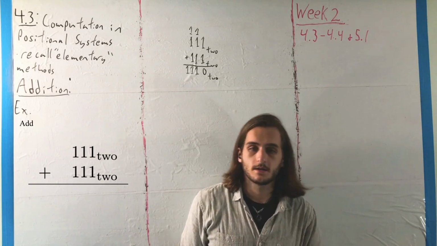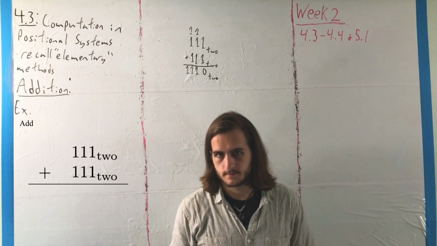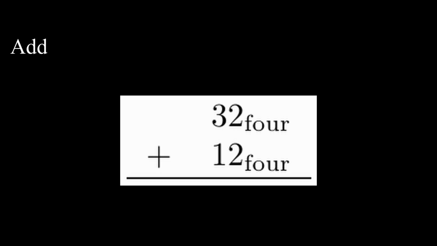And this is a pretty simple example, so let's get one that takes a little bit more care, takes a little bit more thought, since it's not going to be in binary. So for our second example, we want to add 32 and 12 in base 4.